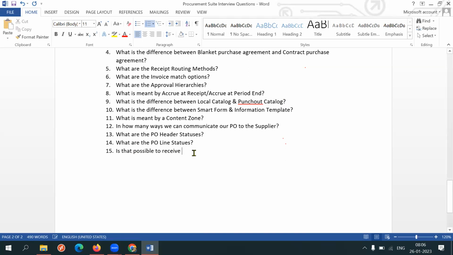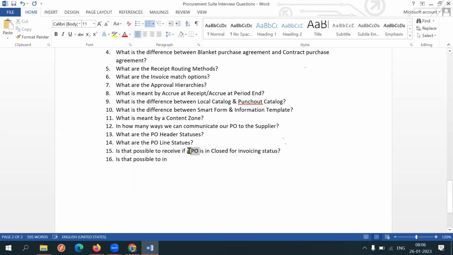Is it possible to receive using closed for invoicing status? What is the answer, team? No, sir. What is the answer? Yes, you can. We can close, we can receive. You can receive. Even after final close, we cannot receive them. Even without a PO, you can receive unordered receipts.